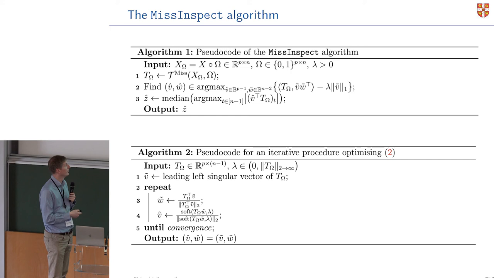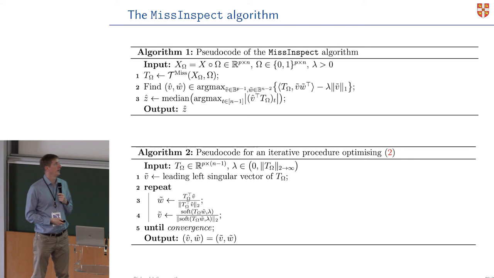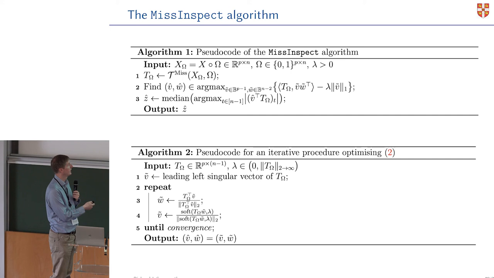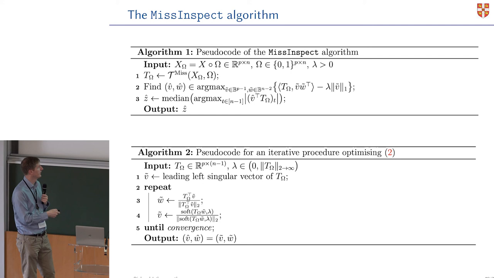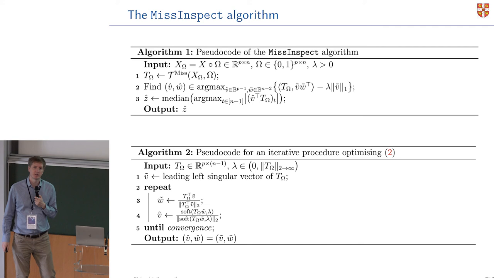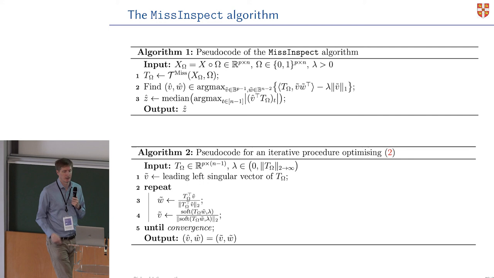In order to compute this maximizer, the natural approach to solving biconcave optimization problems is to alternate between updating the V and updating the W. It turns out that you've got closed form updates in both cases, which is very convenient. You just need to renormalize this linear transformation and then apply this soft thresholding operation. And I say until convergence, well, we don't have a proof that this converges to the global optimum always, but we didn't observe any problems with convergence. You can have multiple restarts and you end up with the same thing.